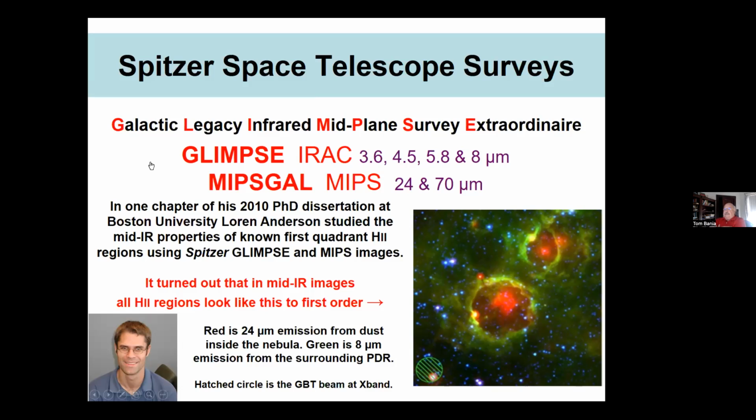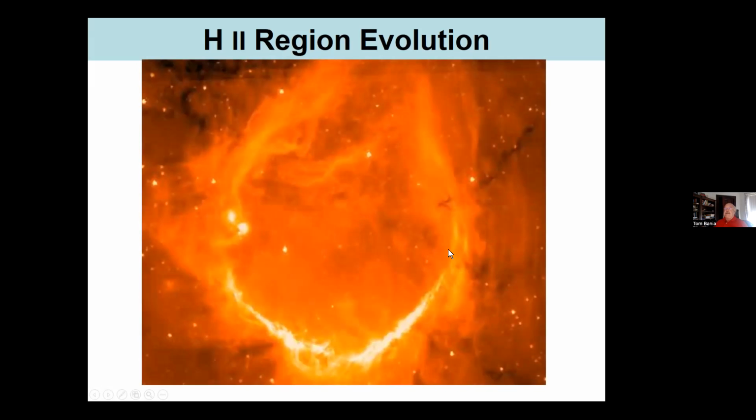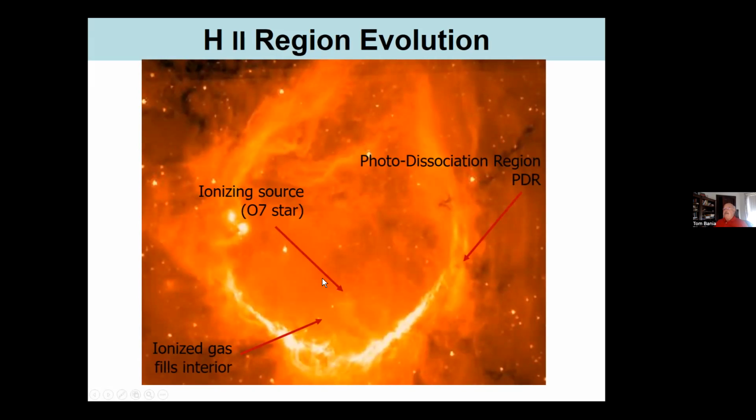It turned out that, yes, it was a nice chapter, but we discovered that all H2 regions of first order look alike. They have 24 micron emission surrounded by a PDR, and in cases where we have continuum maps, there's continuum right in the center. So what are we seeing? Why is this? Here's an OB star. As time goes on, its Strömgren zone, its spherical ionized plasma surrounding it, gets bigger and bigger until finally there's an equilibrium state. And you end up with a PDR surrounding this OB star with radio continuum.